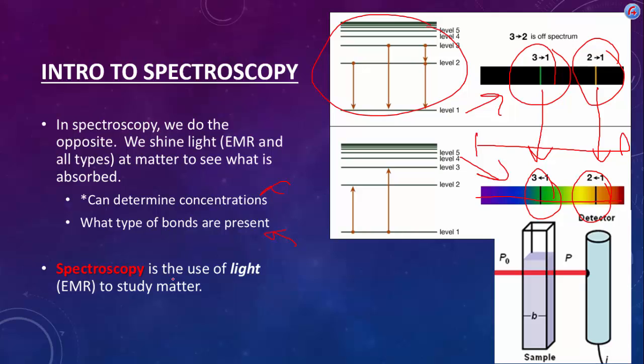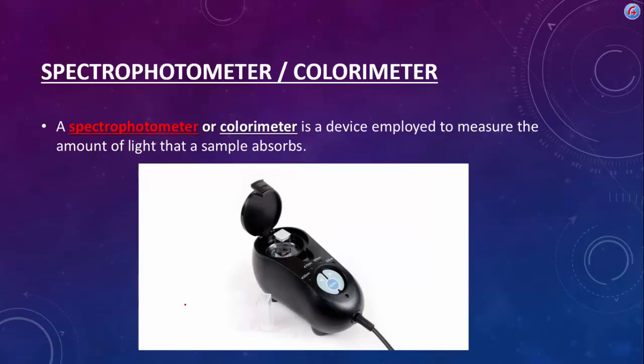So what is spectroscopy? It is the use of light or electromagnetic radiation to study matter. In spectroscopy, we use a spectrophotometer or a colorimeter. Both are devices that measure the amount of light absorbed by a sample. What makes them different is that a spectrophotometer can take every frequency of visible light, ROY G. BIV, and when you shine that at a sample, you can see which of those colors are absorbed.